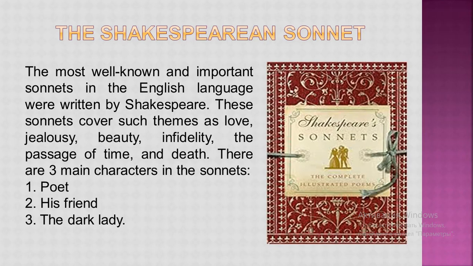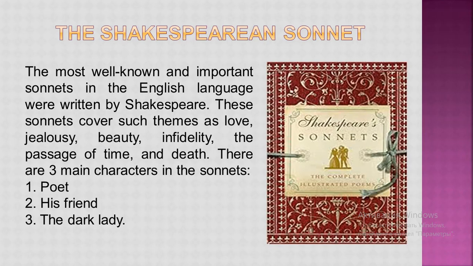The first 126 sonnets are addressed to a young man, while the last 28 are addressed to a woman. The sonnets are constructed with three quatrains, four-line stanzas, and one couplet, two lines in the meter of iambic pentameter, like his plays. By the third couplet, the sonnets usually take a turn and the poet comes to some kind of epiphany or teaches the reader a lesson of some sort.